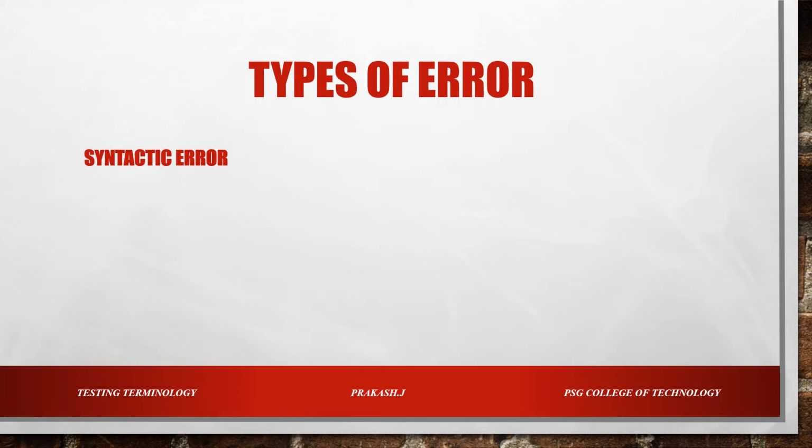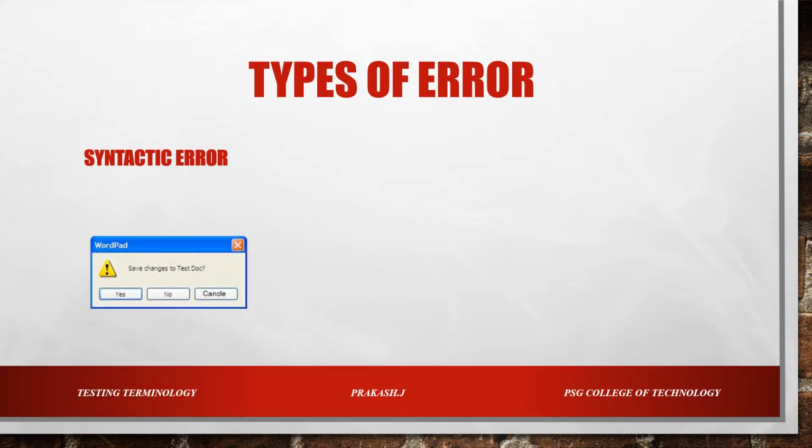The first type of error is the syntactic error. This syntactic error occurs due to a misspelled word or due to a grammatically incorrect sentence. When you look into this example, it consists of three buttons: button yes, button no, and button cancel. The spelling of the button cancel is misspelled, so this comes under the category of a syntactic error.